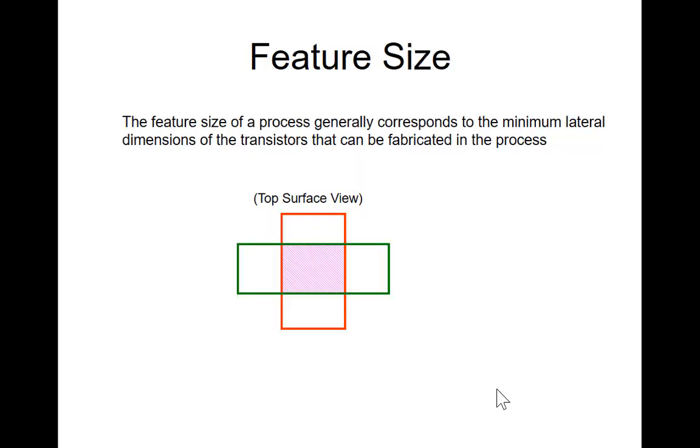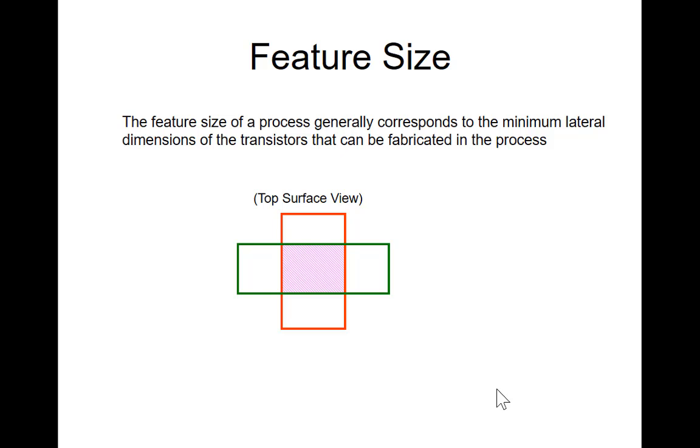Let's talk a little bit about feature size. So here's a top surface view of a transistor. And again, don't worry about where this comes from yet, but in the lab we're going to find that we intersect two polygons together to form a transistor. And the transistor is formed in the intersection of these two polygons. So it's in the purple cross-hatched region right here.